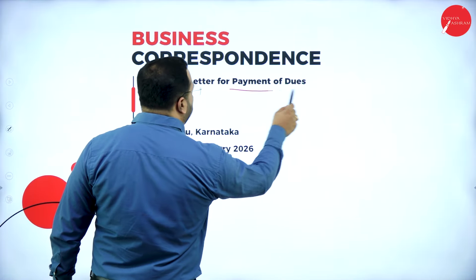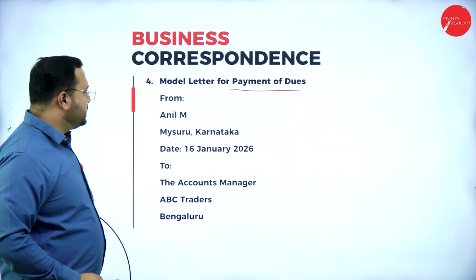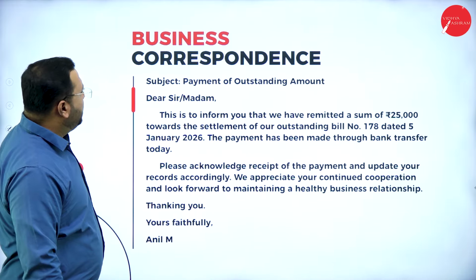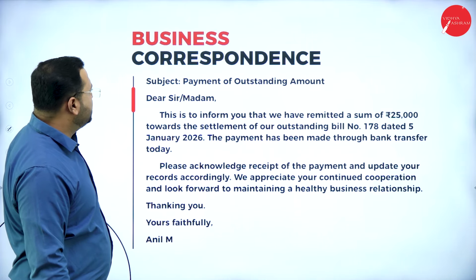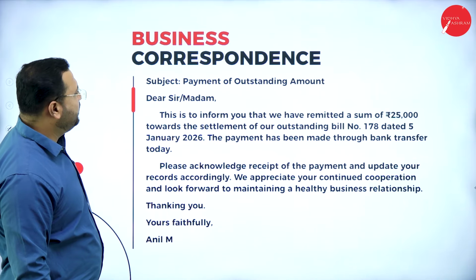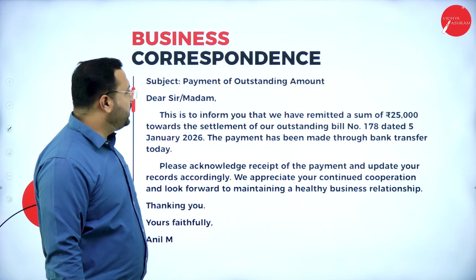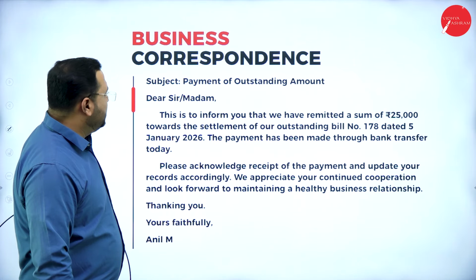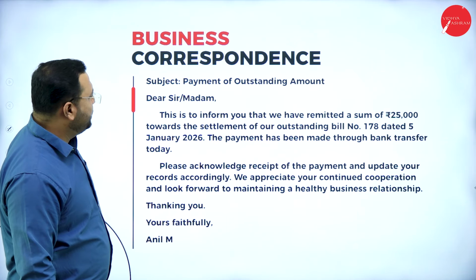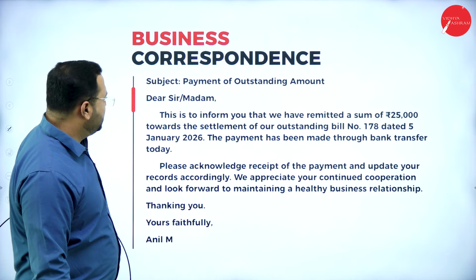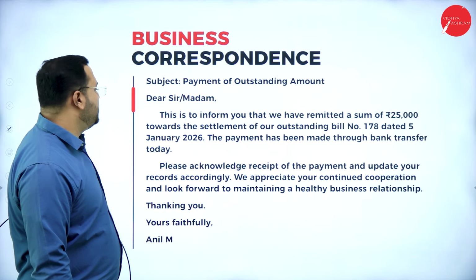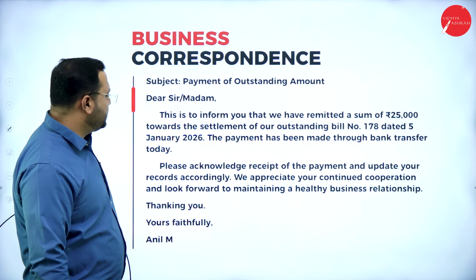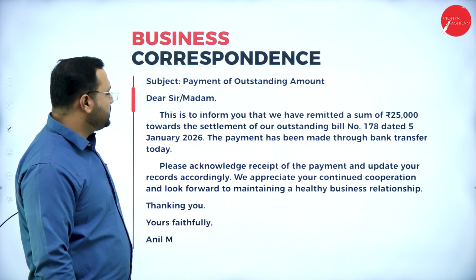Letter for payment of dues. So you are writing a letter. The first few things remain the same. Payment of outstanding amount. Dear sir, ma'am, this is to inform you that we have remitted a sum of 25,000 towards the settlement of our outstanding bill number 178 dated 5th January 26. The payment has been made through bank transfer today. Please acknowledge receipt of the payment and update your records accordingly. We appreciate your continued cooperation and look forward to maintaining a healthy business relationship.